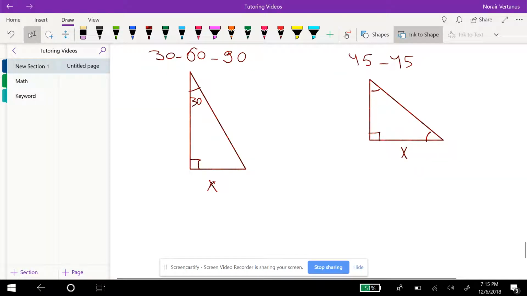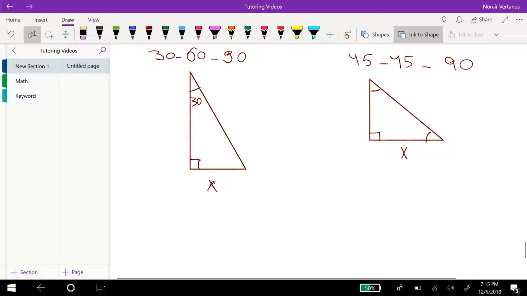All right, so here we're doing special triangles. They're right triangles, and they're special because they have special angles. One of them on the left side is the 30-60-90 triangle, and the one on the right side is the 45-45-90 triangle, also called the 45-45 triangle.